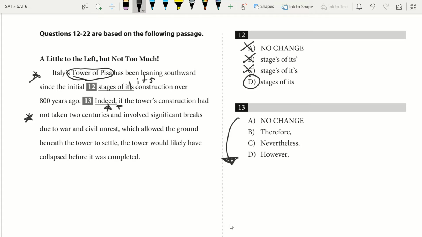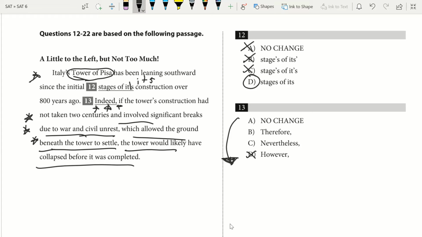The sentence before it talks about how the Leaning Tower of Pisa has been leaning ever since it was constructed, and then the sentence after it gives us the reason that it has been leaning ever since it was constructed, due to war and civil unrest, right? So here, we're not contrasting anything, so we know we're not going to use however. We know that there is no causation, right? We're not saying that sentence 1 caused sentence 2, so we know we're not going to use therefore. And then C, we know we're not going to use nevertheless, right?